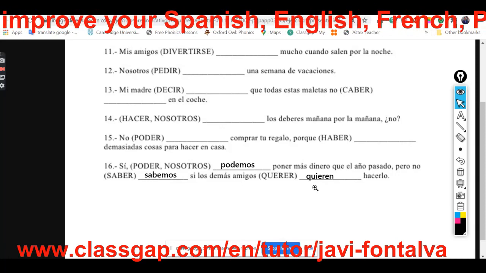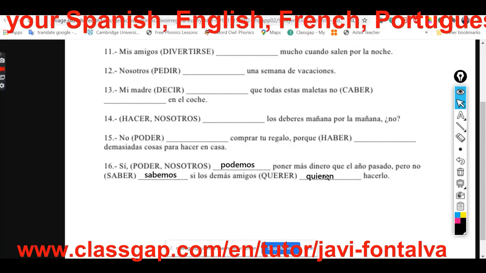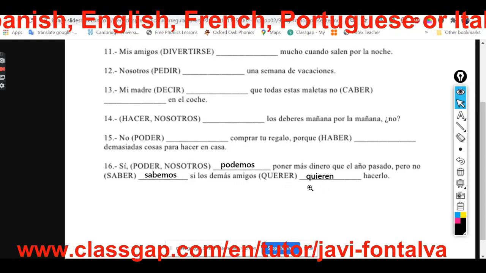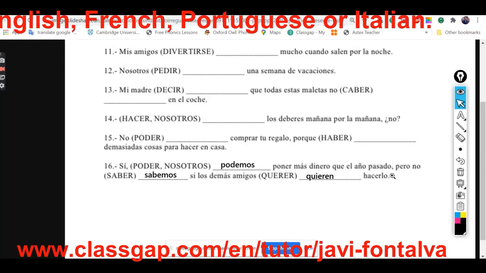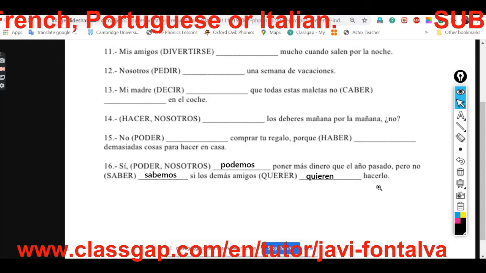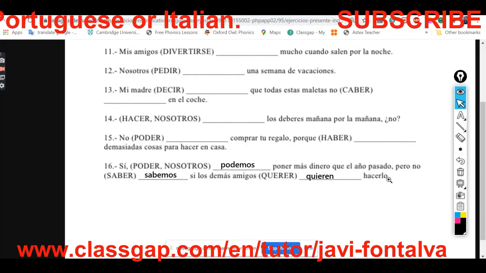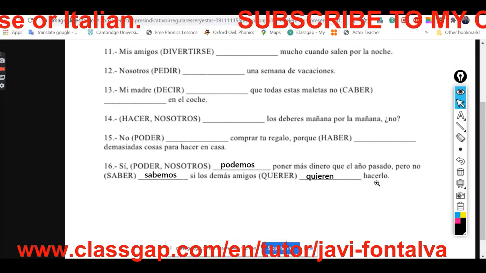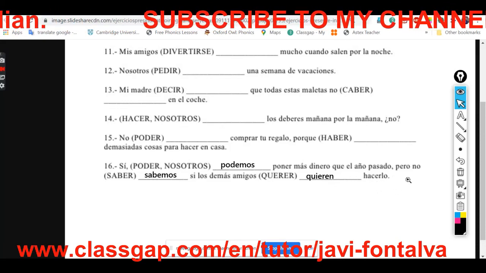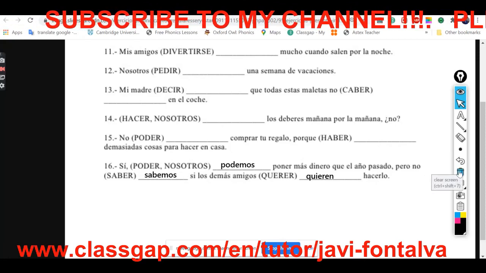We want to do it. Exactly. And notice that it is attached to the verb. So yes, this is do it all together. Very good job. Very good job indeed.